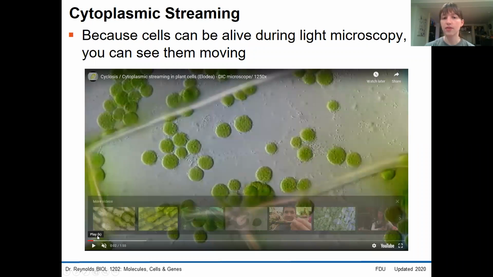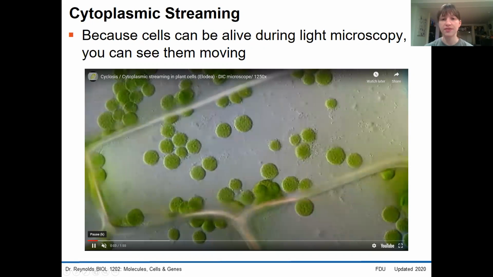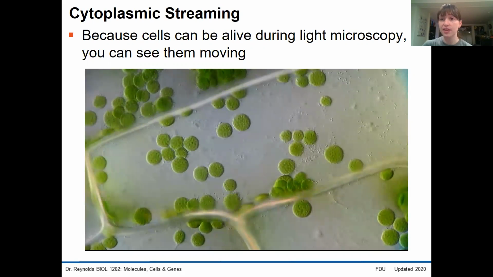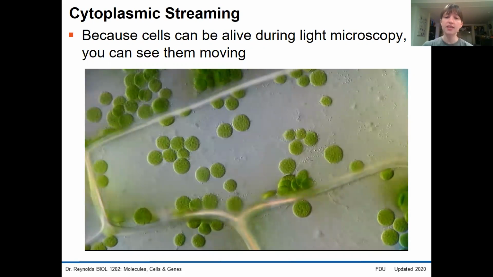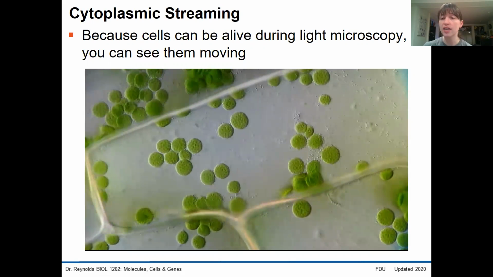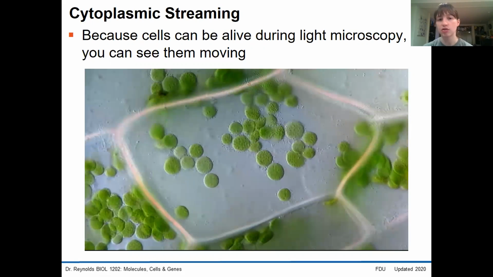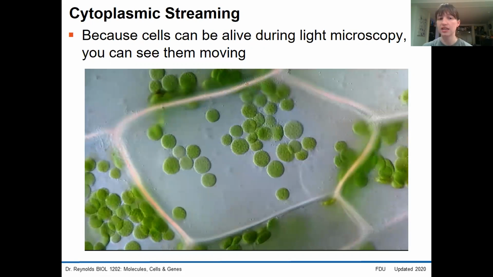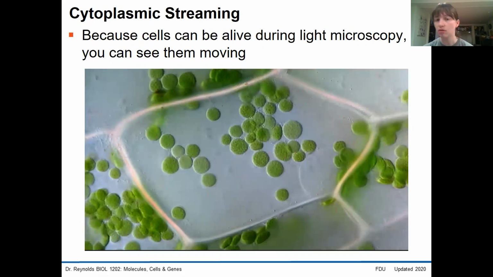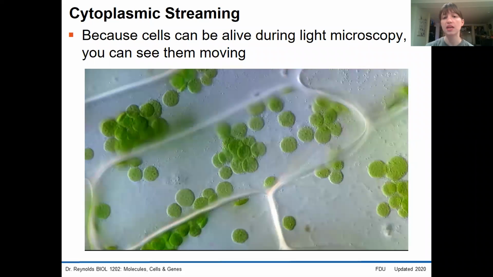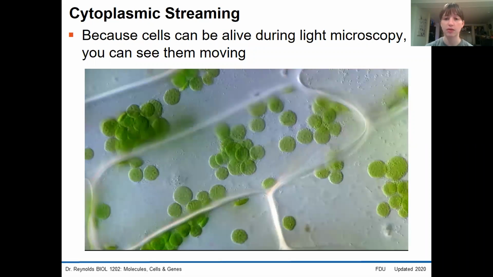Here's an example of light microscopy, specifically bright field light microscopy, and one of its greatest advantages. And that is that we can use light microscopy to view live cells. This is known as cytoplasmic streaming. That's what you're seeing here. That's the cytoplasm inside of the cell, which is moving around, and these green structures here are chloroplasts, which are suspended in the cytoplasm and moving around.